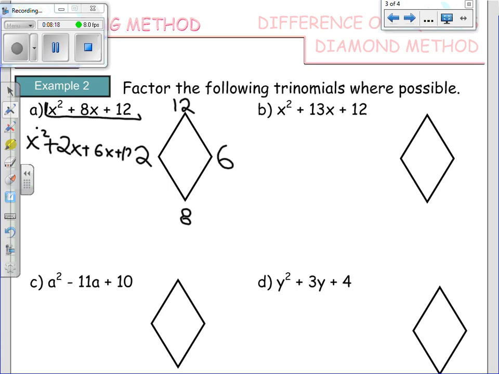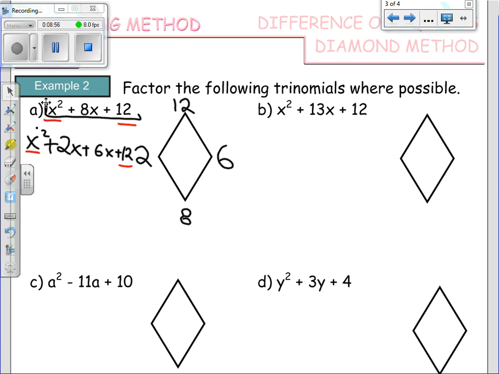So, the x squared and the 12 stay the same. The 2x and the 6x are new, right? It's like you split this 8 into 2 and 6. And we got our numbers 2 and 6 from the sides of the diamond. Wait, so you still leave the 12 as a constant? It's kind of how the system works. But yeah, you leave it as 12. You'll see why at the end.